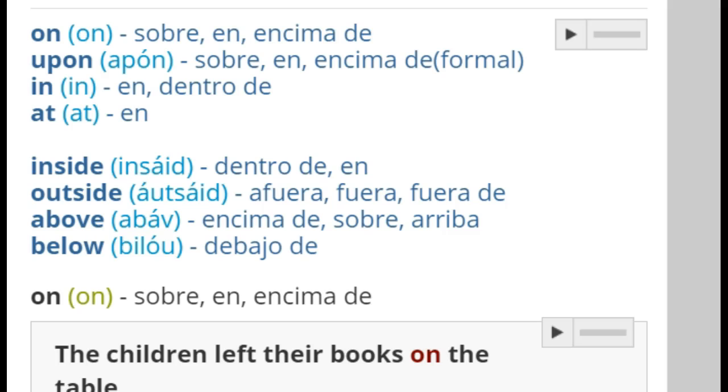Prepositions in English can be rather complicated, especially when you come from Spanish. Here is our preposition of place, okay? And the most important ones to know here are on, in, and at. Upon is a formal way of saying on. There are other ones here, but I think we need to concentrate on those three because those are the ones we use more often. So let's take a look at that.